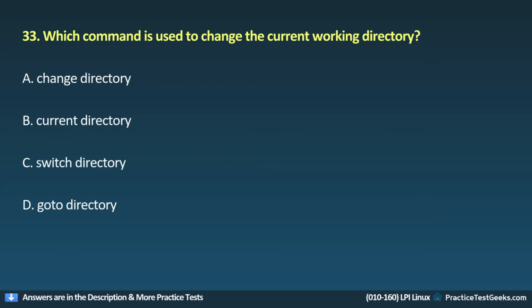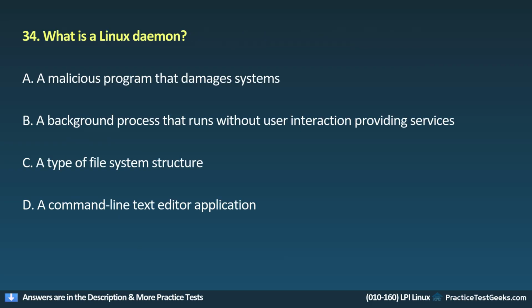33. Which command is used to change the current working directory? A. Change directory. B. Current directory. C. Switch directory. D. Go to directory.